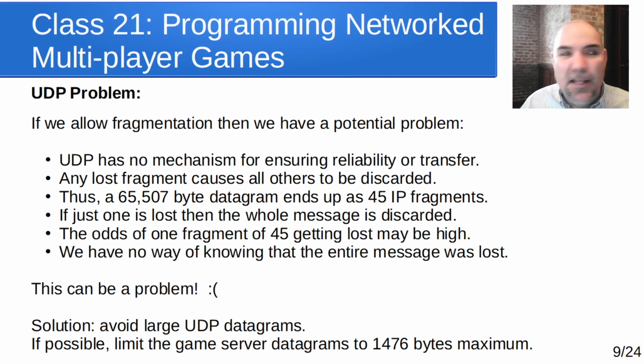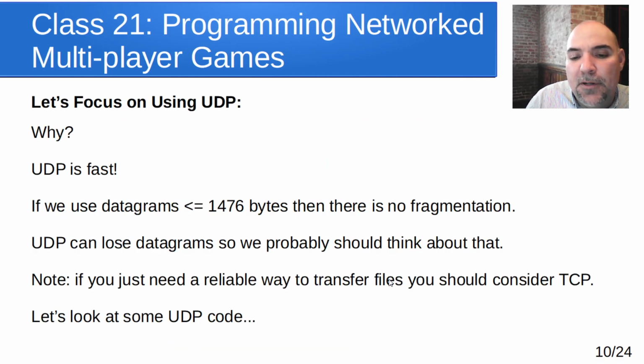So the solution to that in most real-time games is to try to avoid those large UDP datagrams. If we keep our datagrams to a size below that maximum, 1476 bytes, then it's never going to get fragmented. So we need to be aware of that when we write our network code, to not be sending large amounts of data, because it can lead to increased failures of those messages to get through. And also, the more data you're sending, the slower it is, and the more you have to process. So it's a good idea to keep that small.